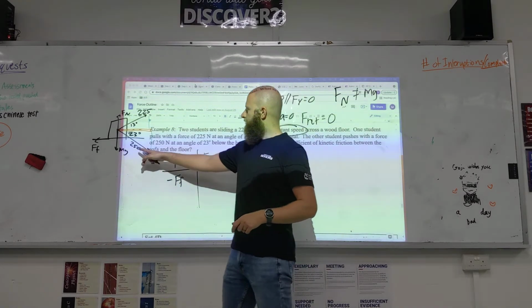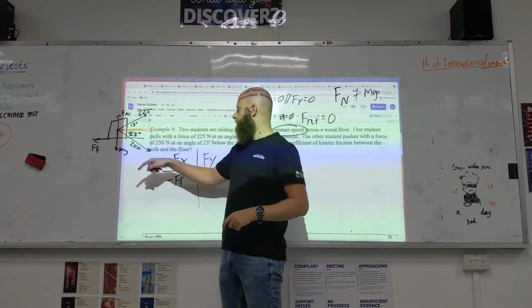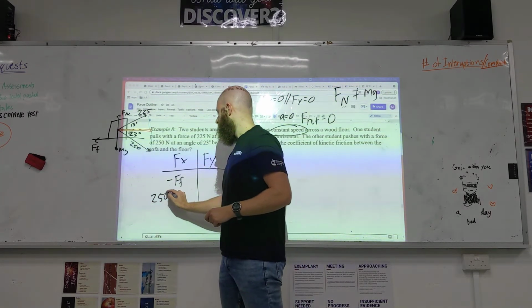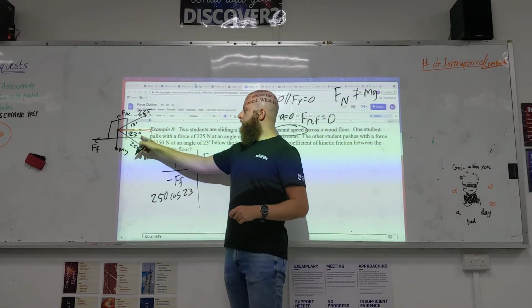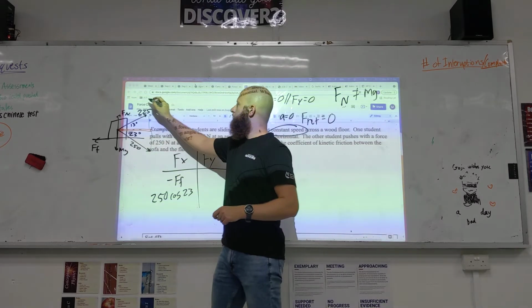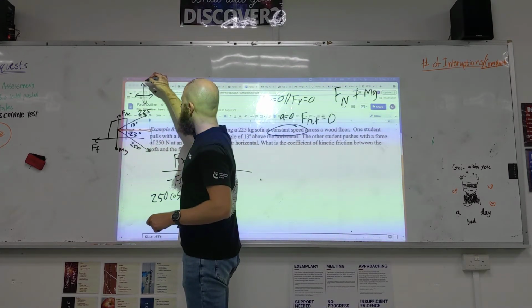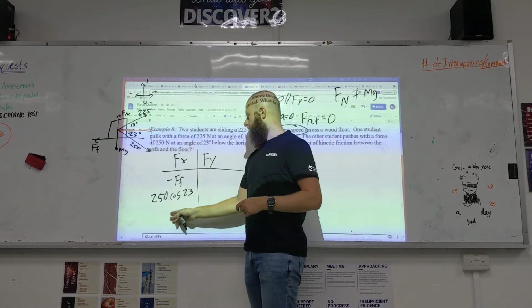Okay, this one right here, what will be my orange value for this 250? Yeah, it should be 250 cosine 23. Even though this is a down angle, we know that this direction is positive, right? We're doing something like this. So if this direction is positive, this is still pushing forward. So I have this one.